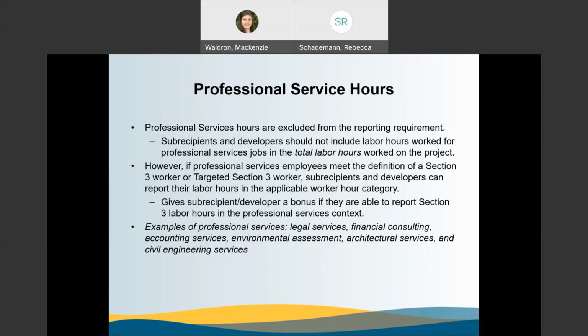I'm going to take an opportunity just to identify examples of professional services. This could be legal services, financial consulting, accounting services, environmental assessment, architectural services, or civil engineering services. We do want to note that getting certified as a certified CDBG administrator does not qualify you as a professional services for purposes of Section 3. Just to repeat that, if you are certified as a CDBG certified administrator through the state of Nebraska's DED's program, this does not qualify you for professional service hours for purposes of Section 3 regulations.